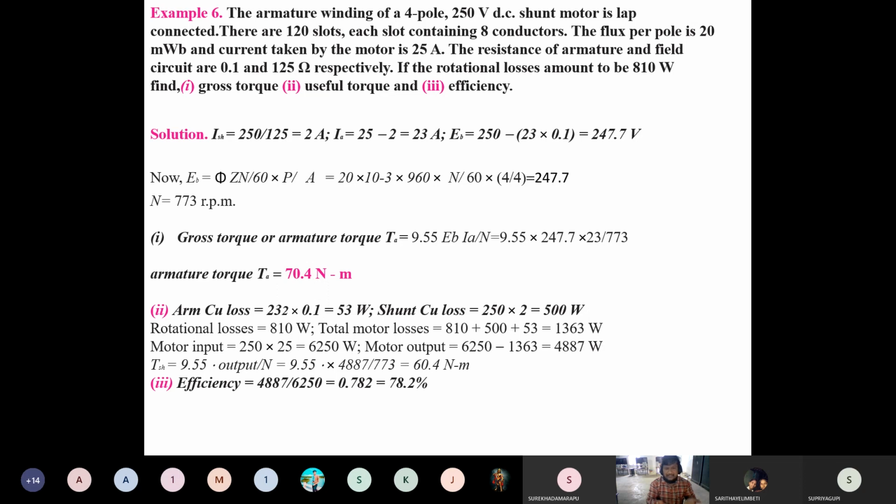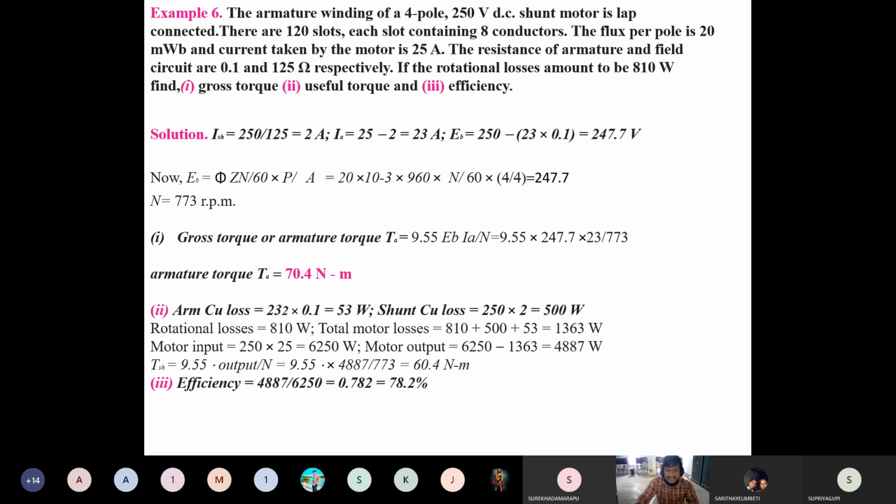Otherwise you can use this formula also, 9.55 into Eb Ia by N. Why? Because Eb is already determined, 247.7, and Ia is already determined, 23, right? For N, the speed is determined by using this formula.